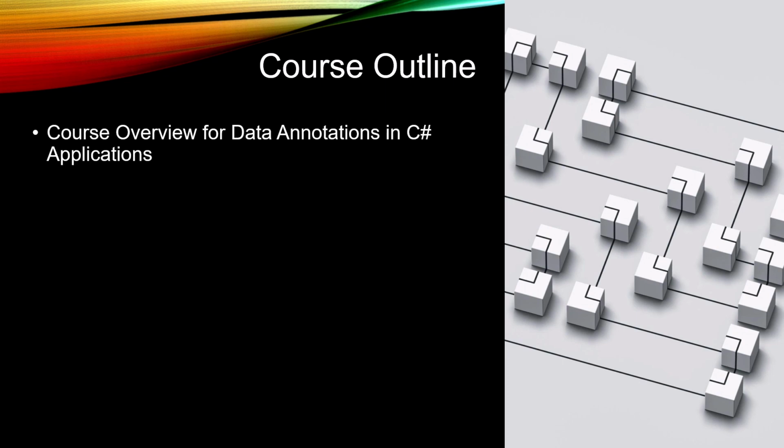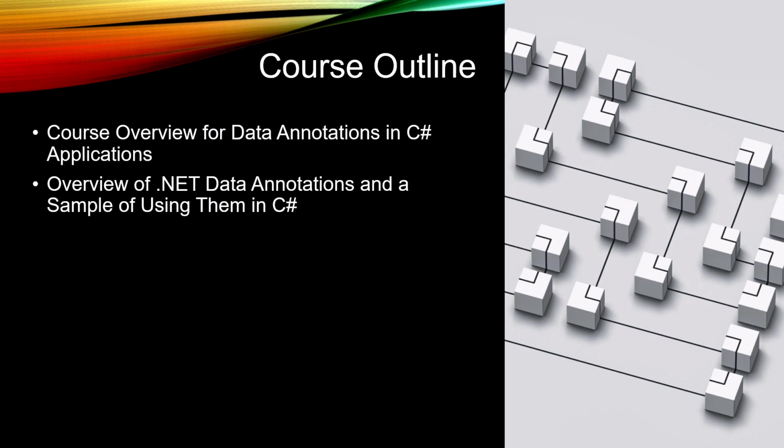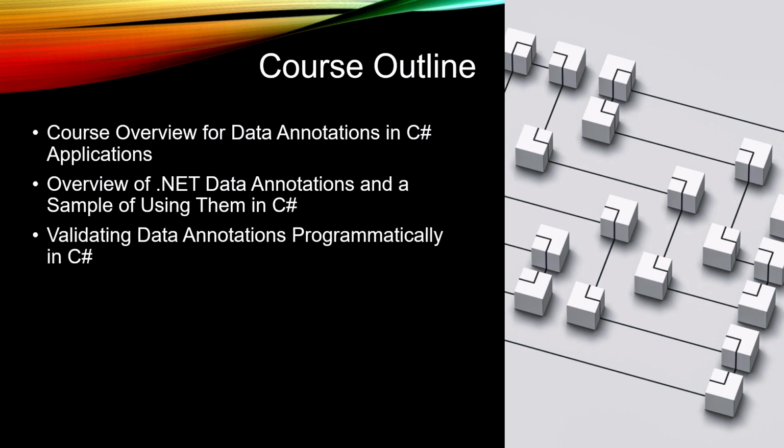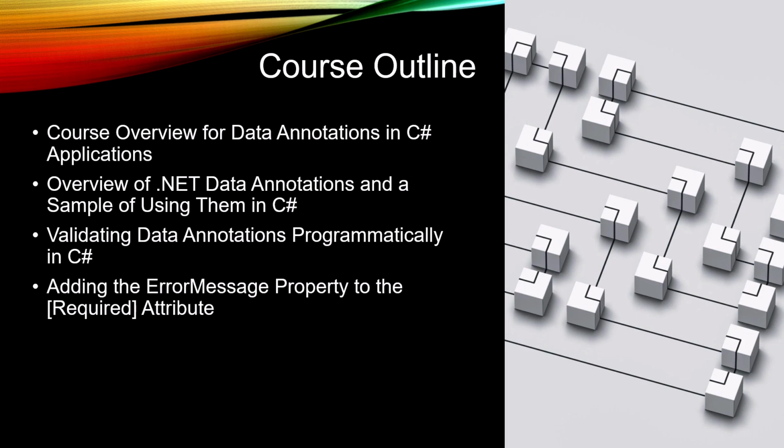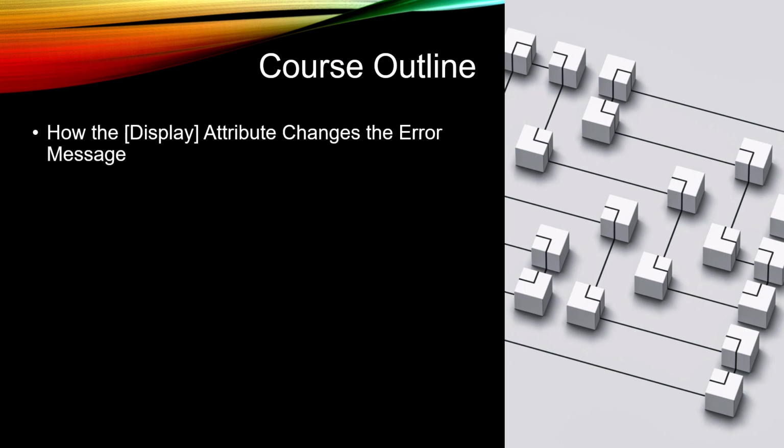Let's go over the lessons in this course. First off, course overview for data annotations in C# applications. We're then going to take a look at an overview of those .NET annotations and a sample of using them in a C# console application. We're going to talk about validating data annotations programmatically in C#, adding the error message property to the required attribute, how the display attribute changes the error message.